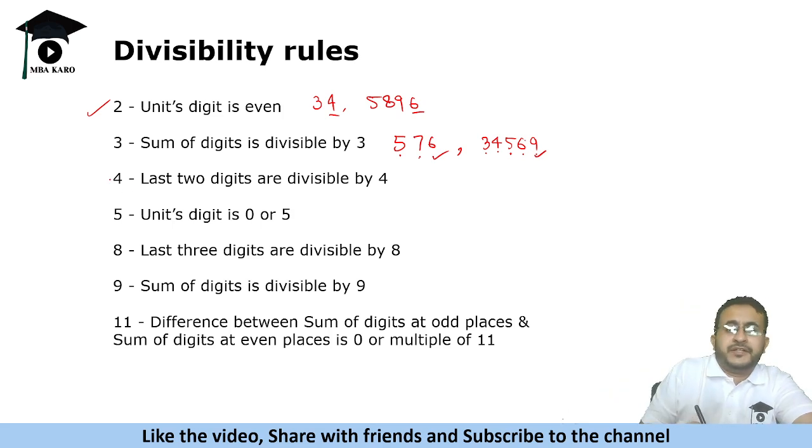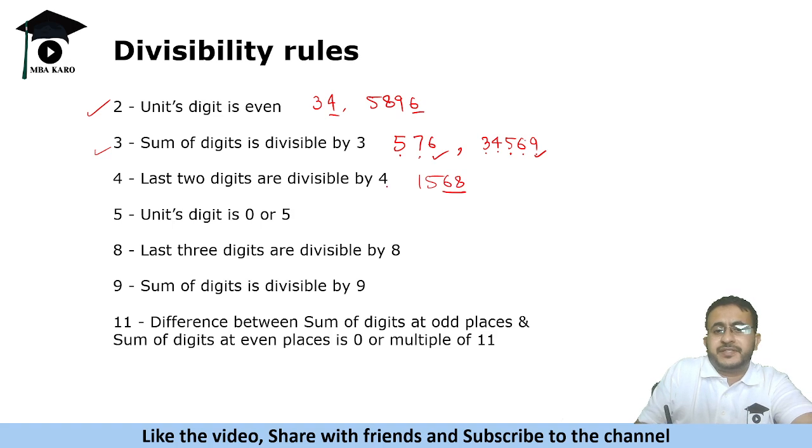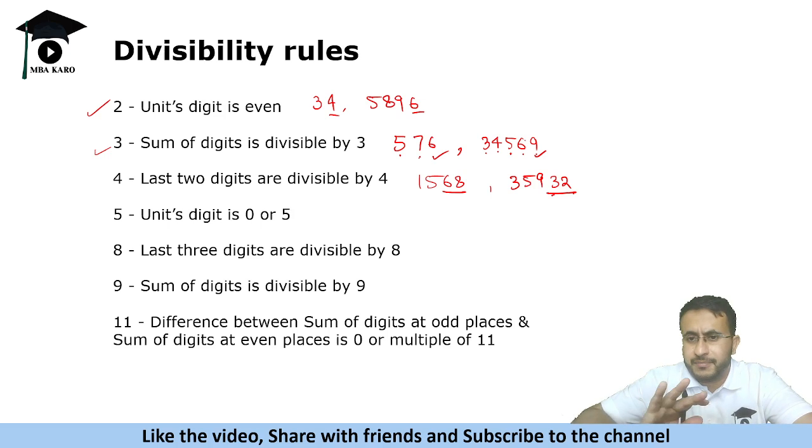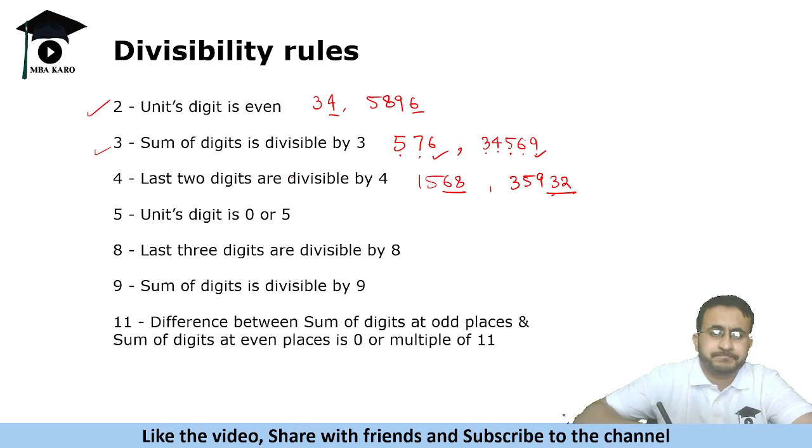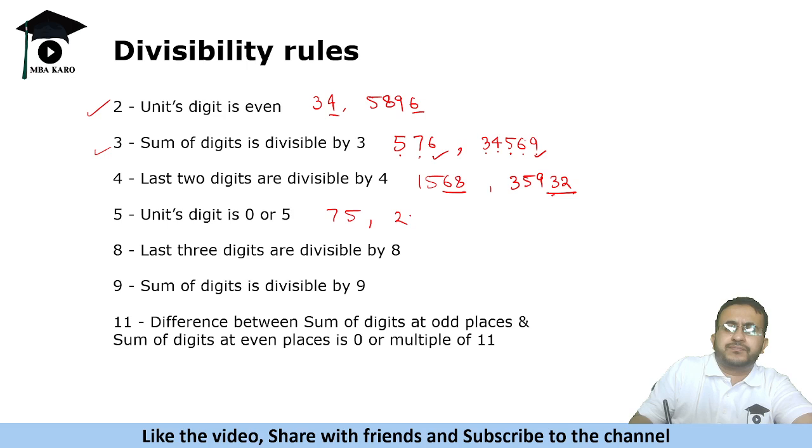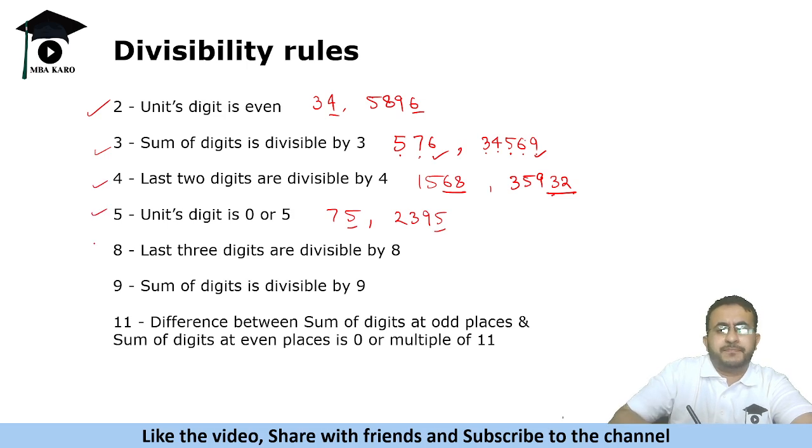If a number's last two digits are divisible by 4, the number is divisible by 4. So if you divide 68 by 4, it is divisible. The last two digits are divisible by 4, so the number is divisible by 4. If the units digit is 0 or 5, like 75, the number is divisible by 5. So these are very simple ones.